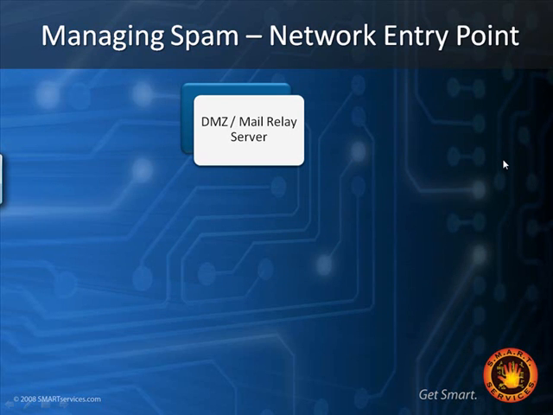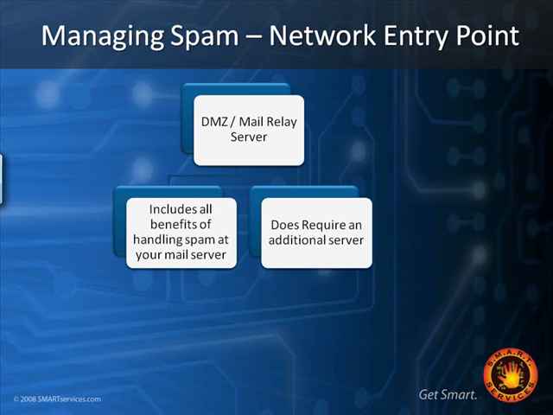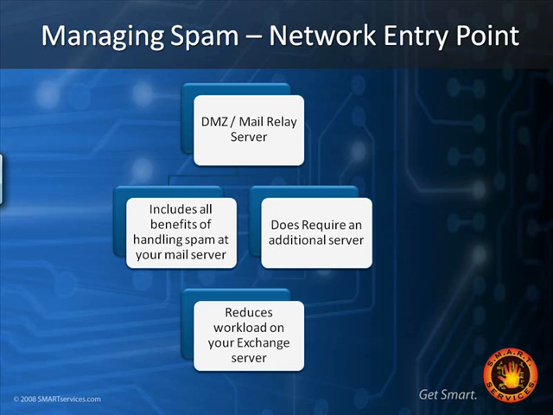You can manage spam at the network entry point, and what that is referring to is something called a DMZ. I'll show a quick illustration of what a DMZ is in just a moment, but it's basically like a third part of the network, where one part of the network is inside, one part of the network's outside on the internet, and this DMZ is kind of off to the side. It's a parallel network. What you do with this has all the benefits of handling spam at your mail server. It does require an additional server, usually a smaller server. A very high-powered workstation with some redundancy will do just fine. But it greatly reduces the workload on your mail server.